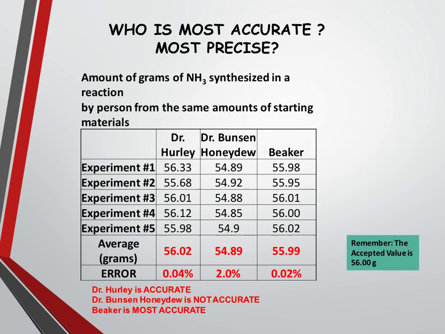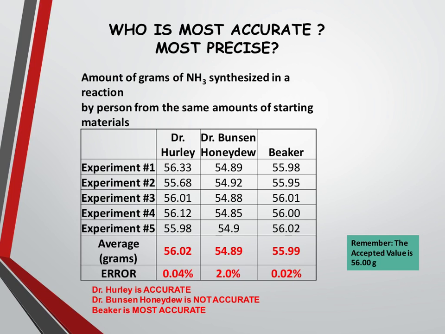Okay, so you should have gotten these values for your means, your averages for each one of the scientists. And if you did the calculation correctly and used 56 grams as your accepted value in your percent error calculation, you should have gotten 0.04%, 2%, and 0.02%.